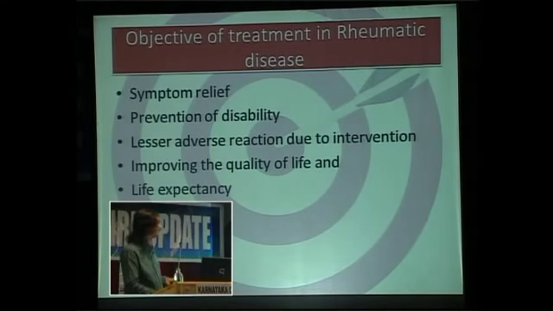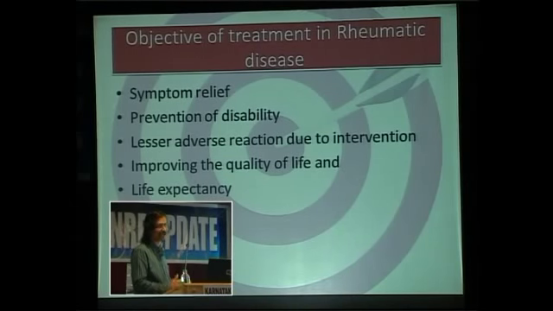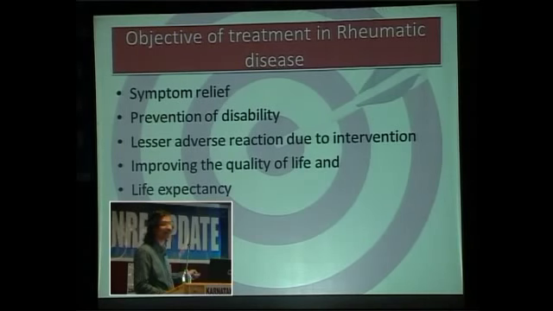So when it comes to rheumatic disease, you try to look at the relief of symptoms: the pain, the stiffness, the disability, the difficulty to walk or do movements and mobility. And simultaneously the prevention of disability, to prevent the development of deformities, and we also need to focus on lesser adverse reactions to whatever intervention we plan or propose, improving the quality of life, and simultaneously look at the life expectancy being improved from what is expected out of these rheumatic diseases.